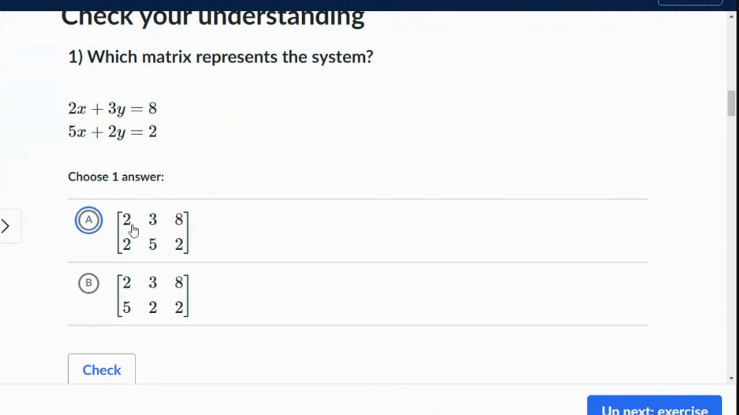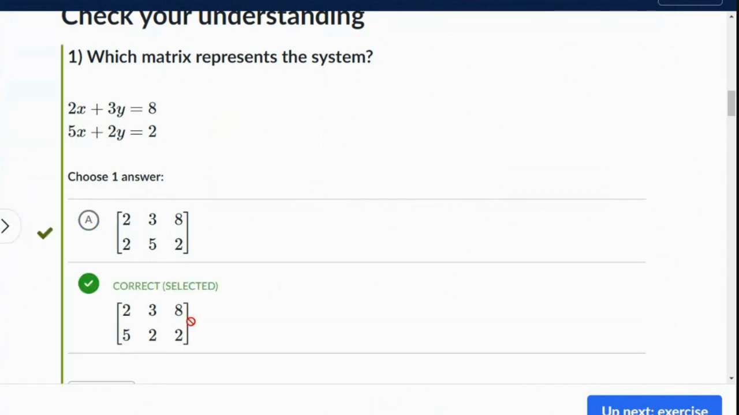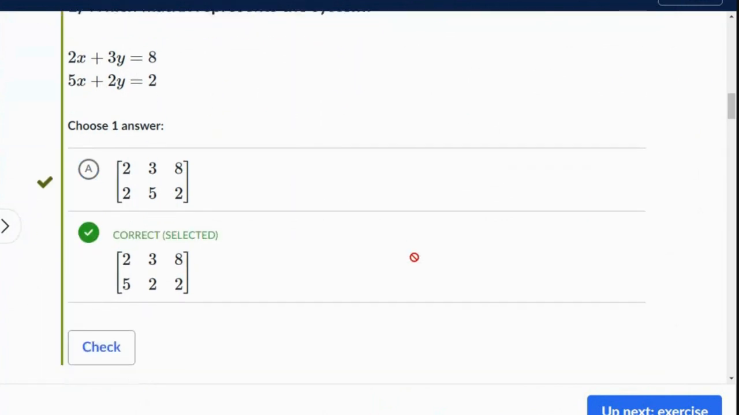Let's see. The first row is the same: 2, 3, 8, 2, 3, 8, and that's 2, 3, 8. So that doesn't help you. But the second row is 2, 5, 2 or 5, 2, 2. Well, this is a 5 for the x. The x is the first column. It's got to be B. Yay, good job, good job.